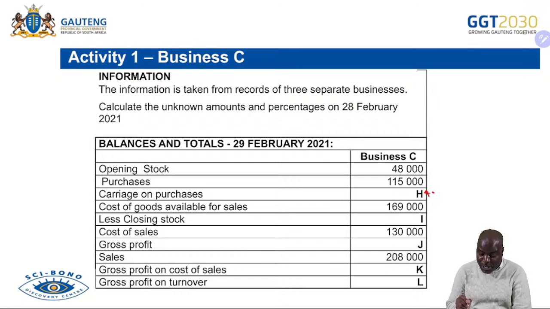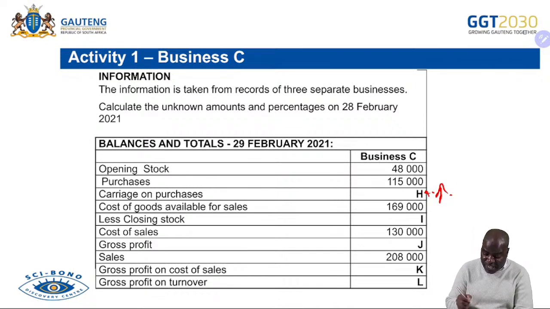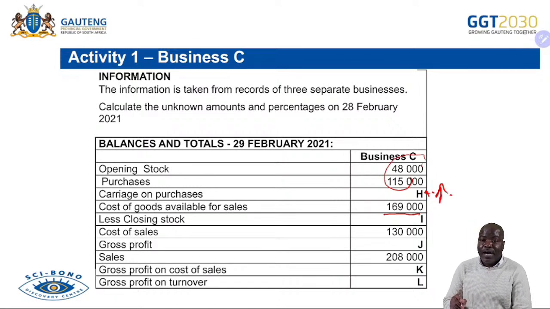And remember, you are calculating, it's reversed, it goes up, the arrow points up. What does that mean? It means after adding these two, you're going to subtract them from this 169 to arrive at H. Boys and girls, business C's calculations are just similar to those of business B. I don't want to bore you with one thing. I'll leave the calculation of I, J, K, and L because we are still calculating gross profit on turnover, which is just the same.